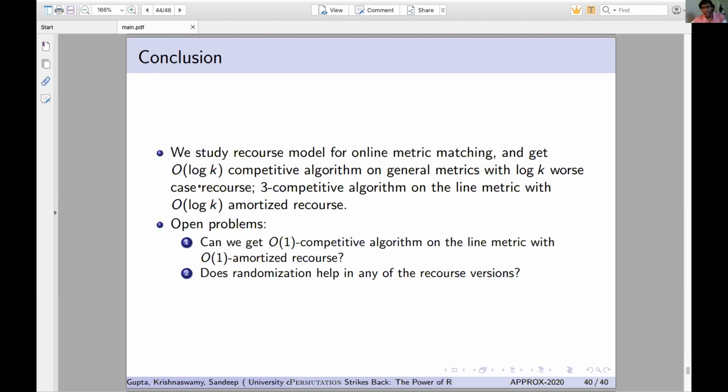All right, let's thank Sai. I think we are still a bit ahead of time, or over time. So I think we will move on to the next talk in the session. The next talk is going to be given by Baruch Schieber. Baruch, can you share your screen?